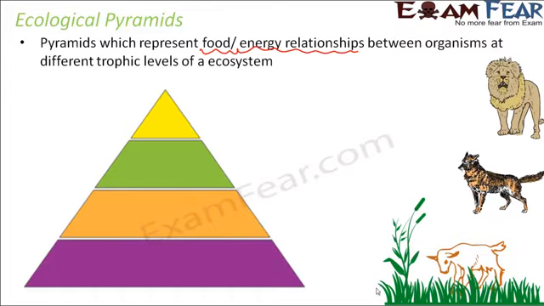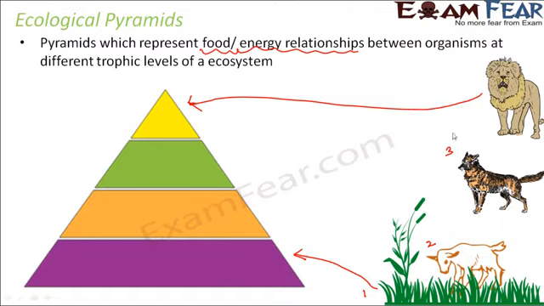So here, which is the producer? This is the producer. So the producer will be represented by the base, and the top carnivore or the top level consumer will be represented by the apex. Now, depending upon the number of levels we have in the food chain, this pyramid will also have a number of layers. So for example, here we have first trophic level, second trophic level, third trophic level, and fourth trophic level. So that is why you have 4 layers, 1, 2, 3 and 4.